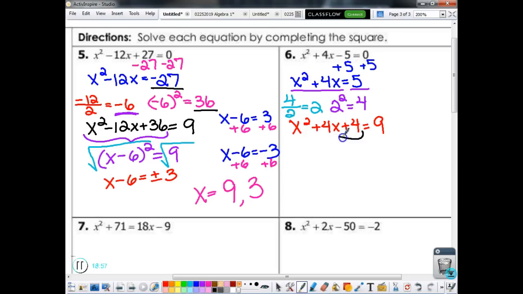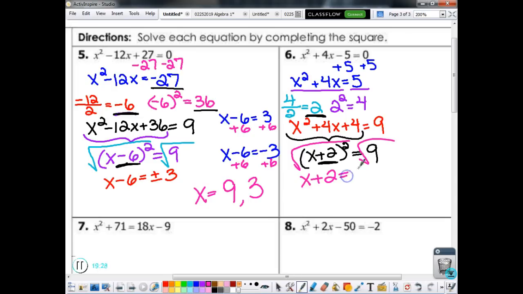And so this is a perfect square trinomial, so what does this become? So x plus 2 squared. So if you notice, whenever you divide it by 2, whatever's here and here, that's what that becomes. Does that make sense? Okay. And so then the 9 just comes down. And so from here, what do I have to do? Take the square root. So x plus 2 equals plus or minus 3.